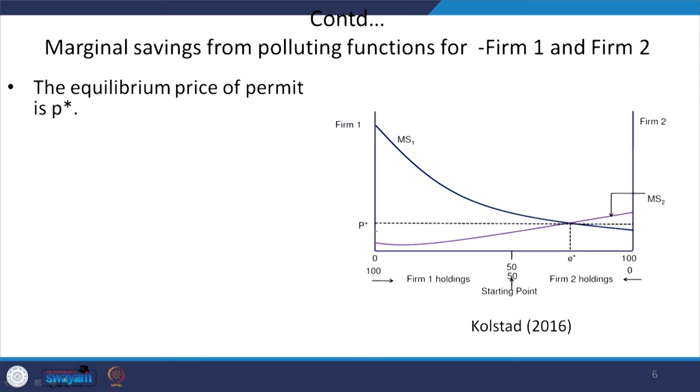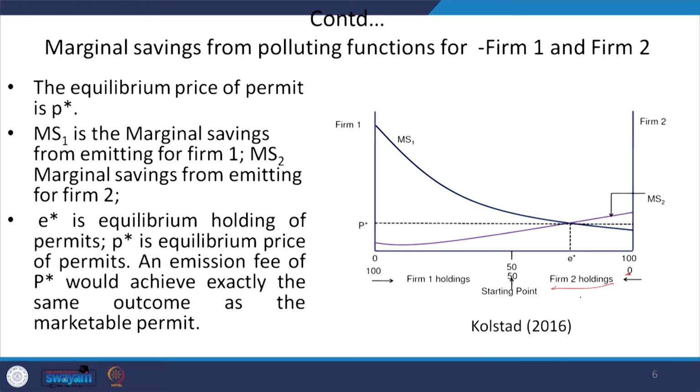And for the initial point for the first farm, farm 1 is starting from 0 till 100. And for the second farm, where we have depicted this marginal saving MS2, the initial point for the second farm is starting from here, it is 0 here, and it goes on till 100, right?